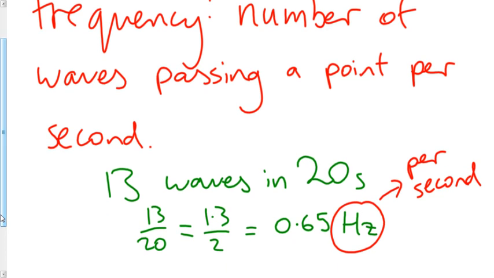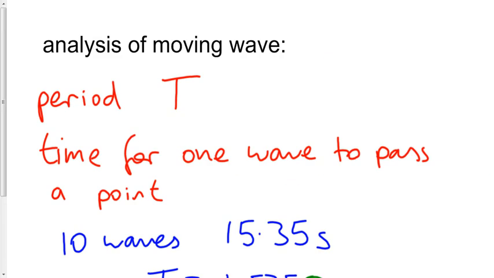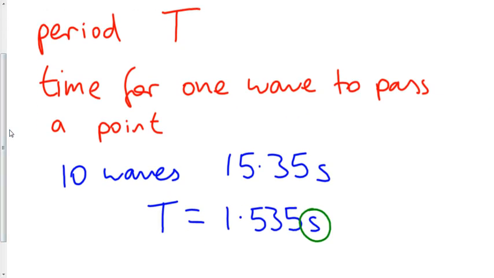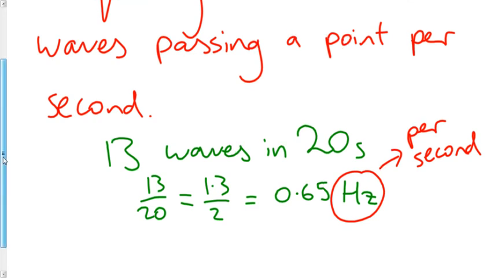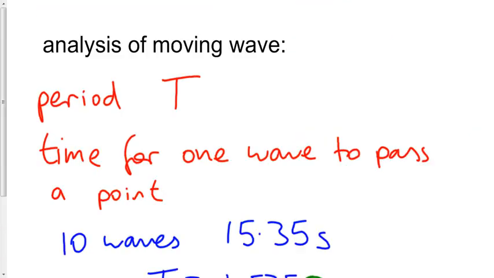So this is not a good way of doing it, by the way. The way I've done here in green is not a good way of doing it. You're better off measuring the period here and then using a formula to find the frequency. That's the better way of doing it. But this gives you an intuitive feel for what the frequency is. So the frequency is the number of waves passing a point per second.